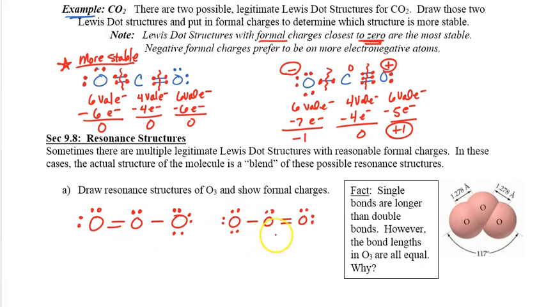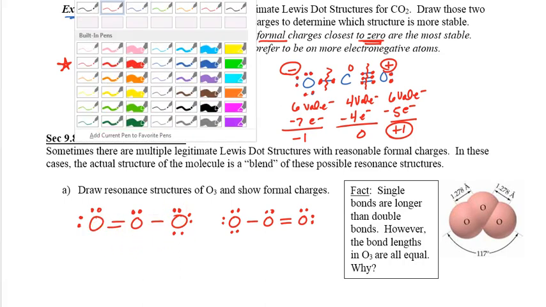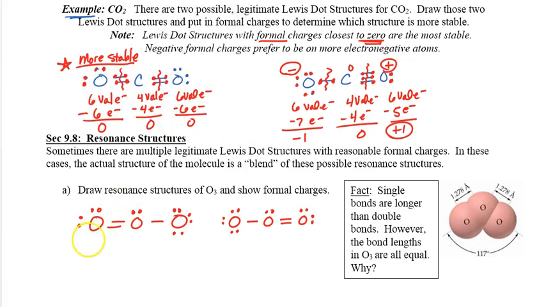And some people say, wait, that's the same structure. It's really not, because in O3 there are 3 oxygens. So which oxygens get the double bond? Which oxygen does not? If we label this oxygen A, oxygen B, and oxygen C, is there a double bond between A and B? Or is there a double bond between B and C, right?